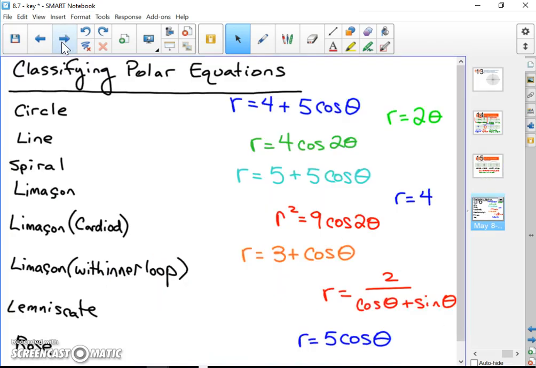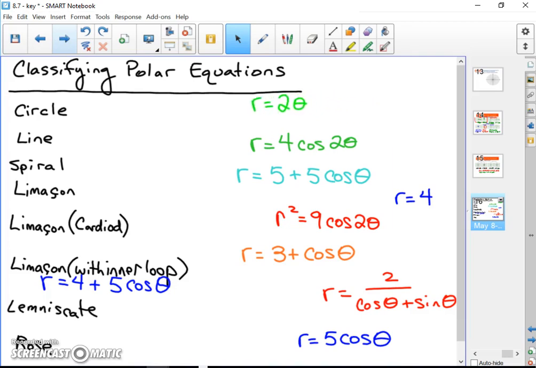Okay, let's try to match them up. You've got circles, lines, spiral, limacon, cardioid, limacon with inner loop, lemniscate, and roses. Let's look at this one. I recognize that it's one of the three limacons because it has that plus sign in it. What you'd be looking at is that 5. That number 5 is bigger than the number 4, and so that's going to make it a limacon with inner loop. I can also tell because of that cosine which direction it's going to be pointing. It's going to be pointing in that x direction.